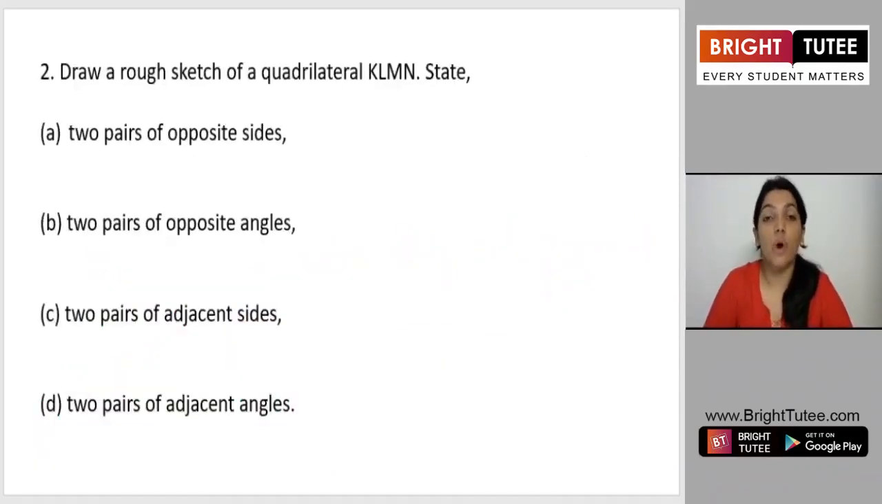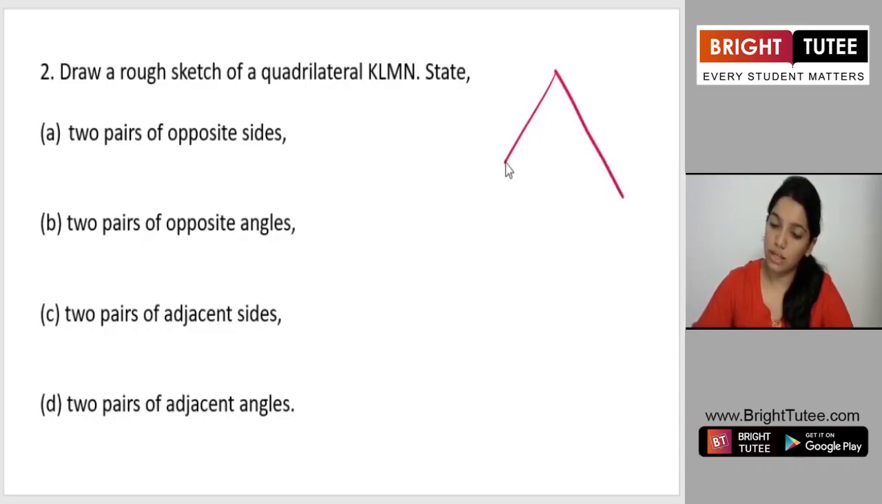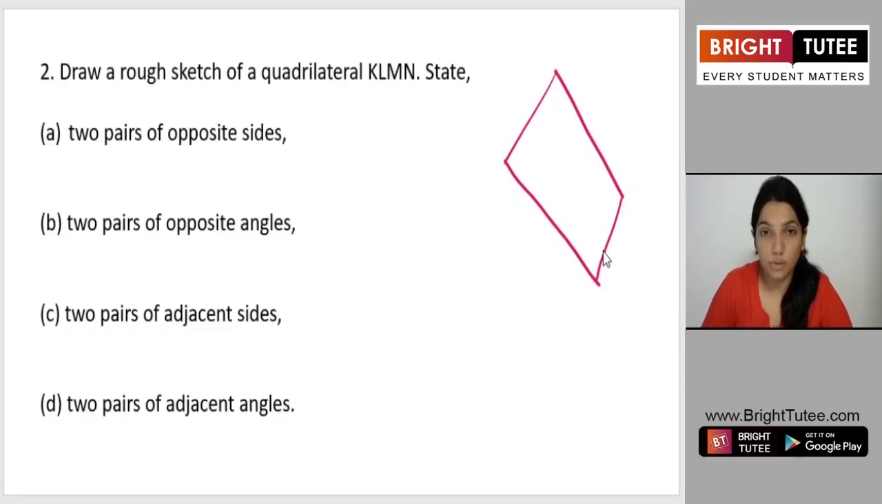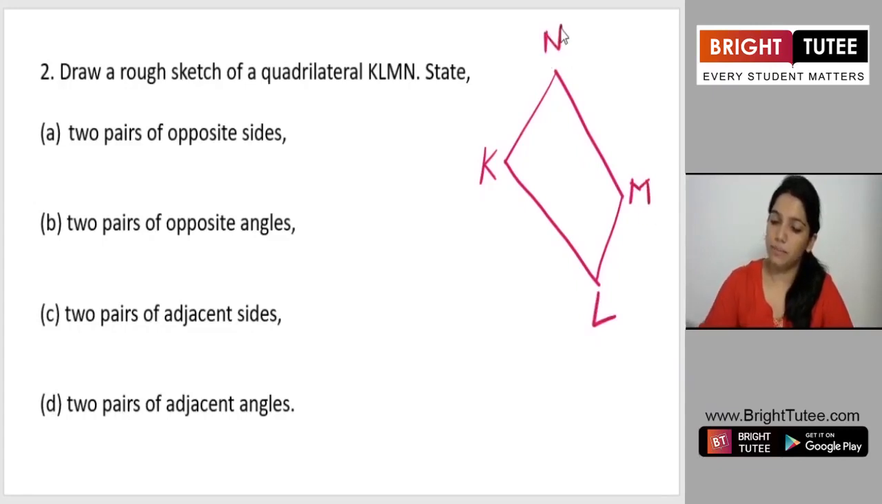Now here we need to draw a rough sketch of a quadrilateral whose name is given as KLMN. So let us draw it here. As I told you, you can draw any shape for a quadrilateral, but make sure that you are using only 4 sides. It needs to be closed, right? And only line segments you are using to draw it. Now let's name it. It is K, L, M and N. So KLMN, this is the name of this particular quadrilateral.